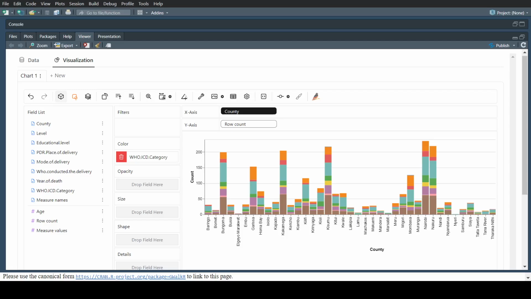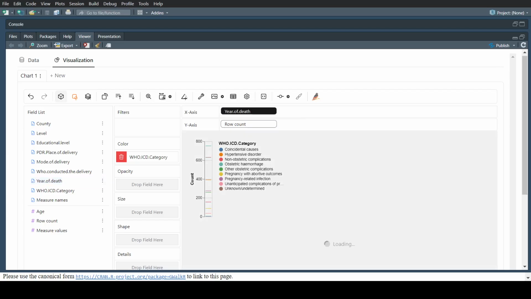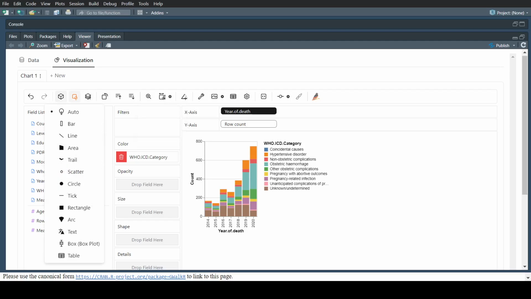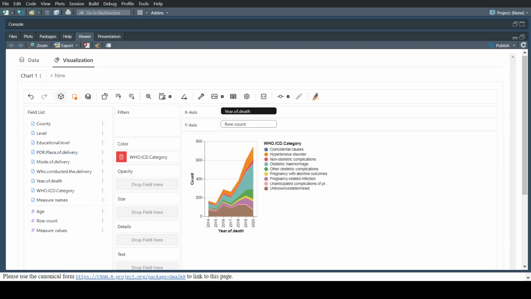Another thing we can look at is, maybe we can remove county and look at the year, and see, for example, by year, which was the top cause of death. And this data has all the maternal deaths that were audited in Kenya between 2014 and 2020. Let's see if we can change the type of graph to something else, maybe to an area graph.